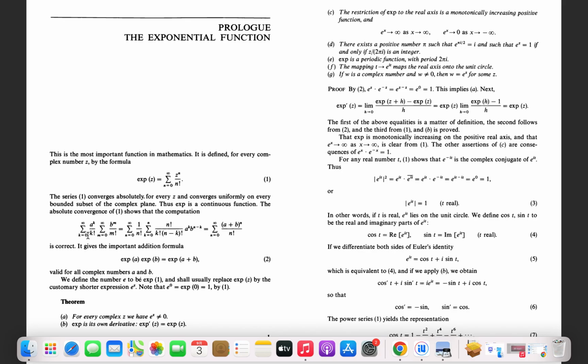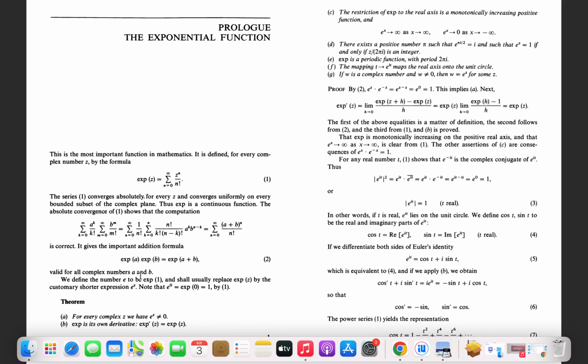We also have this: the sum to infinity of a to the k divided by k factorial, and the sum to infinity of b to the m divided by m factorial. If they are multiplied, it actually equals this. So how do we get this? We get this by the binomial formula. Yes, that's the binomial formula. So here we get that exp a times exp b equals exp(a plus b).